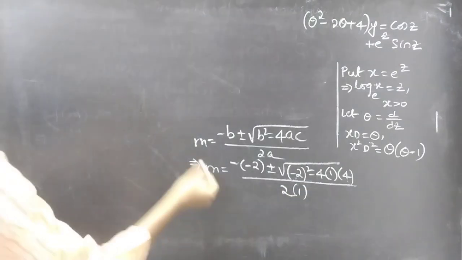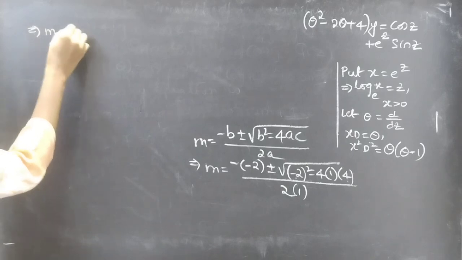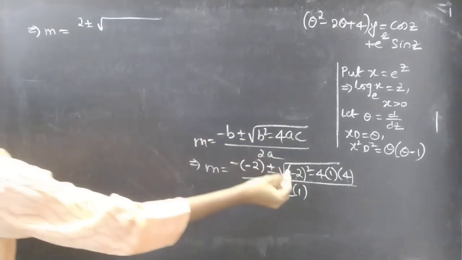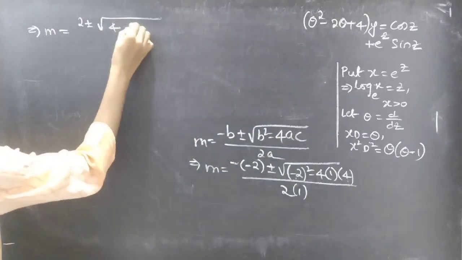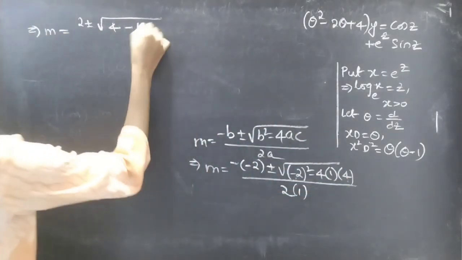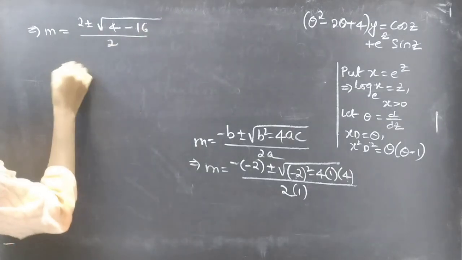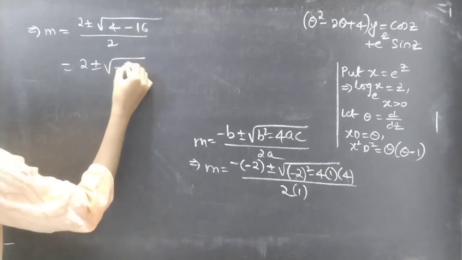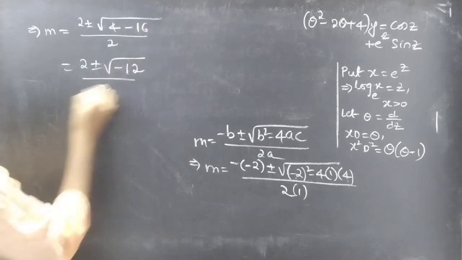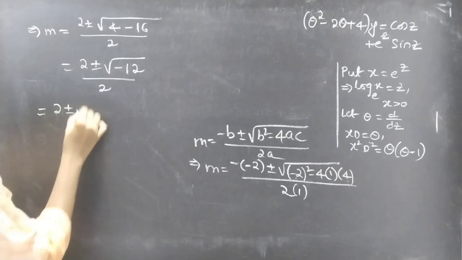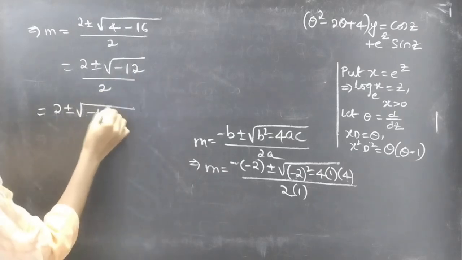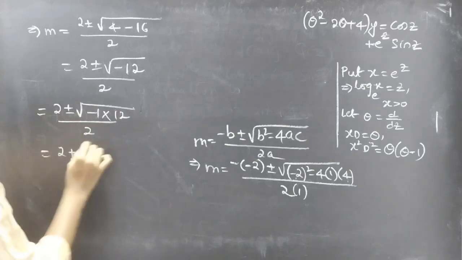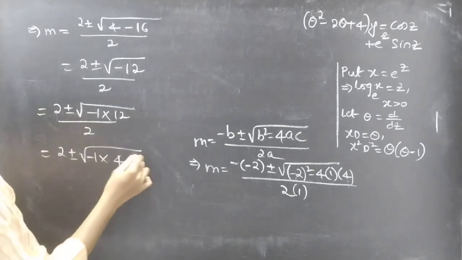Then this becomes m equal to −(−2) is 2, plus or minus square root of (−2)² is 4, minus 4 fours are 16, by 2. This equals 2 plus or minus square root of 4 minus 16 is −12, by 2. This equals 2 plus or minus square root of, we can write −12 as −1 into 12. And again we can write 12 as 4 into 3.